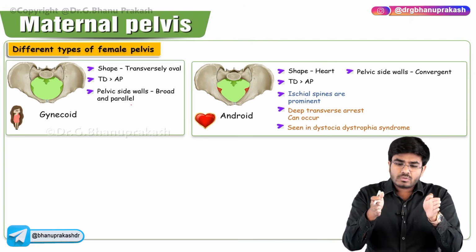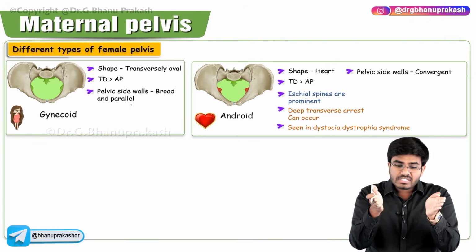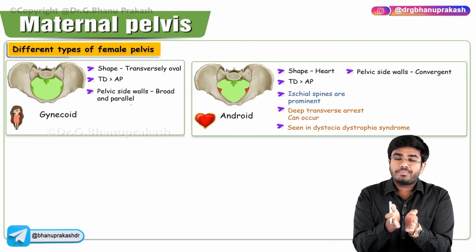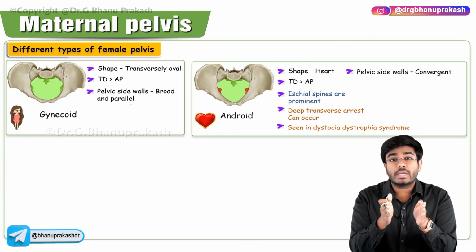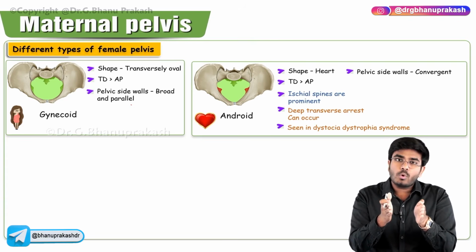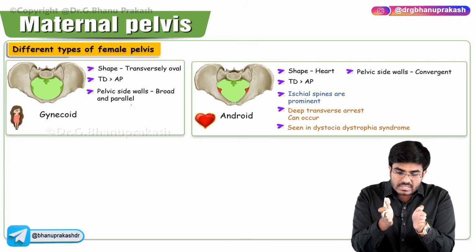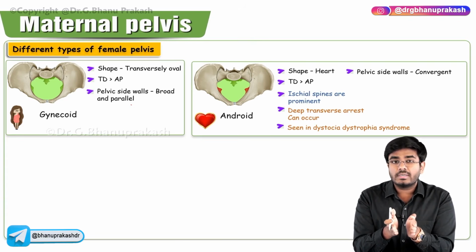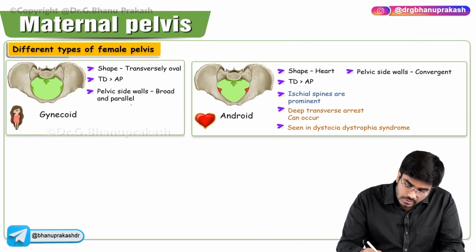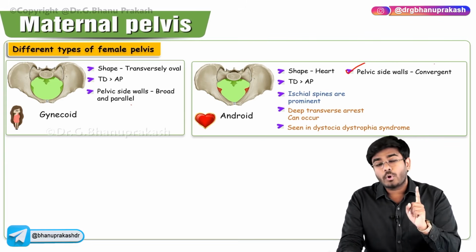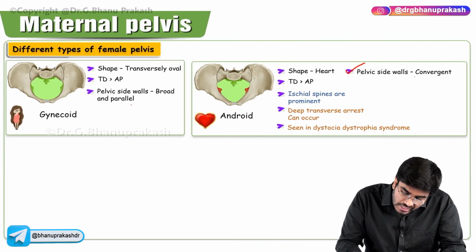Because the side walls are so much convergent, which means they are coming together. I have already said that the subpubic angle is more acute. Because the subpubic angle is more acute, the pelvic side walls are coming close together. So that also causes a problem during delivery. So pelvic side walls are not broad and parallel, they are more convergent.